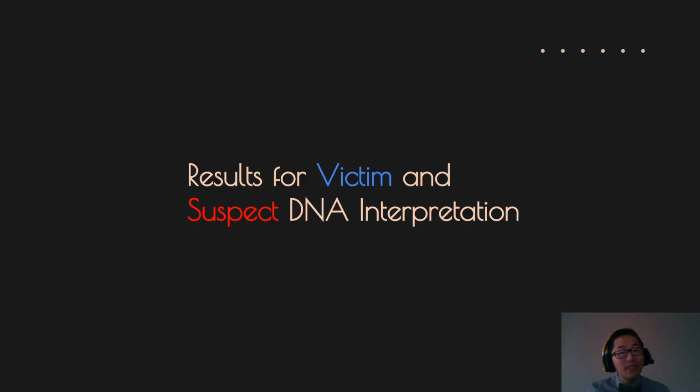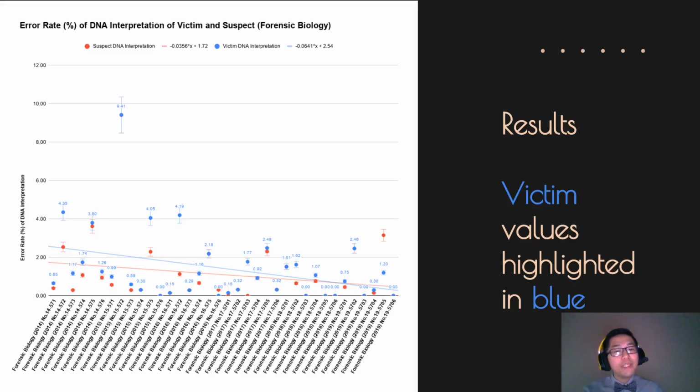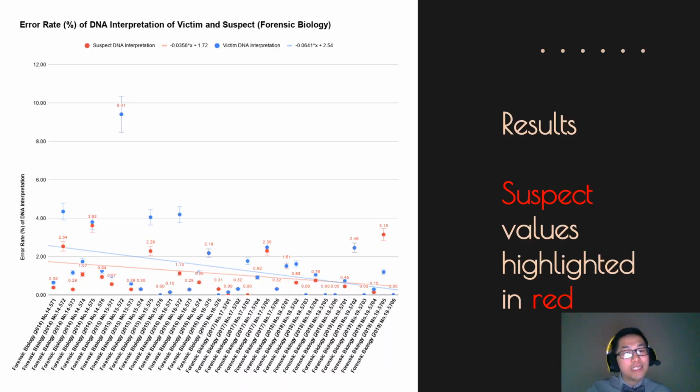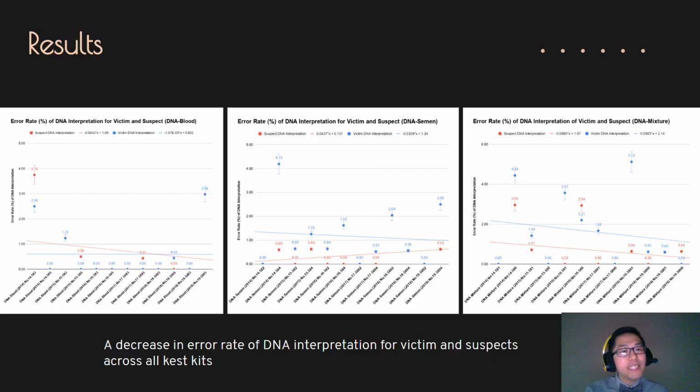Next one is for the victim and suspect DNA interpretation. For forensic biology, with victims denoted in blue, we see that the slope decreases over time. So when examiners interpret for victims for the forensic biology kit, their error rate for DNA interpretation has decreased over the years from 2014 to 2019. We can say the same for suspects, as denoted in red. We see this decline for both suspects and victims, interestingly enough. And the great part is that for the other test kits, blood, semen, and mixtures, we see a decrease over time for all of them.